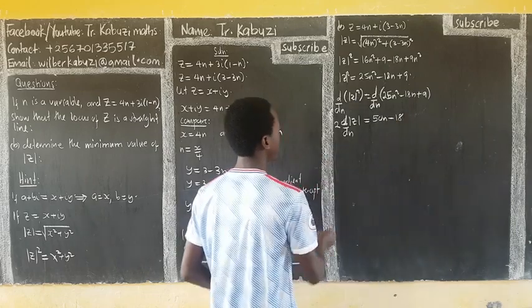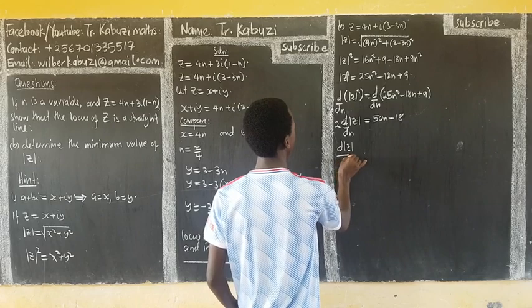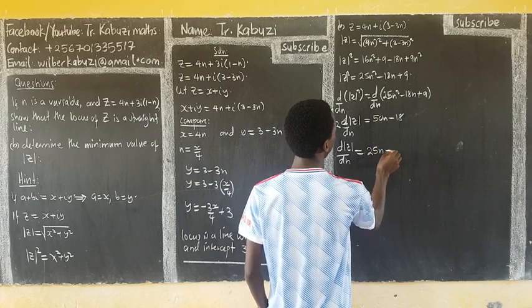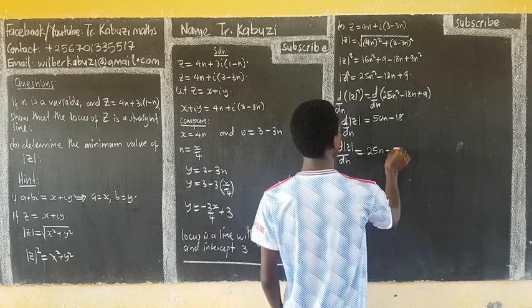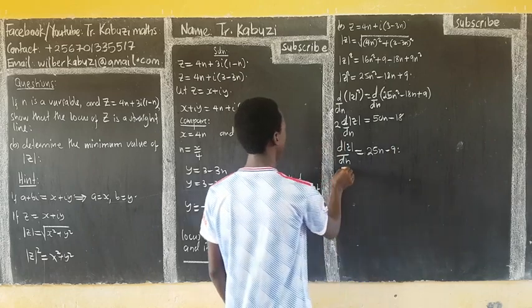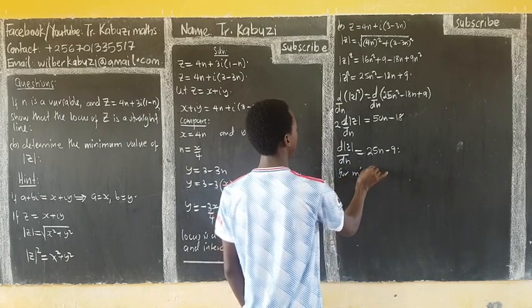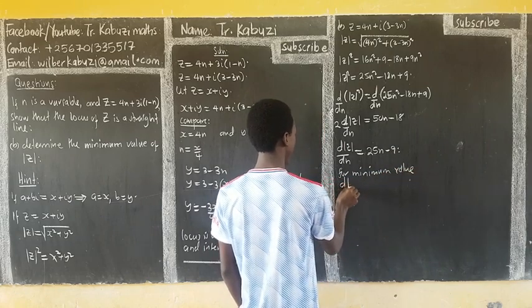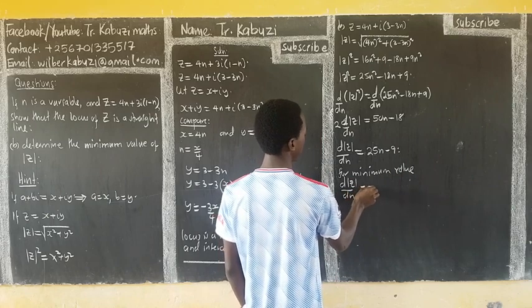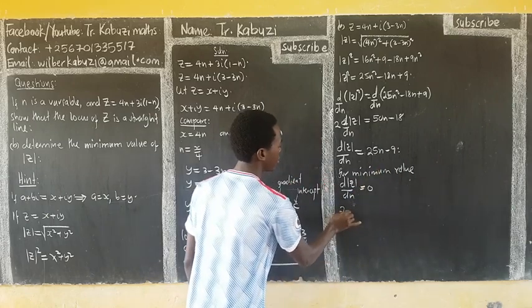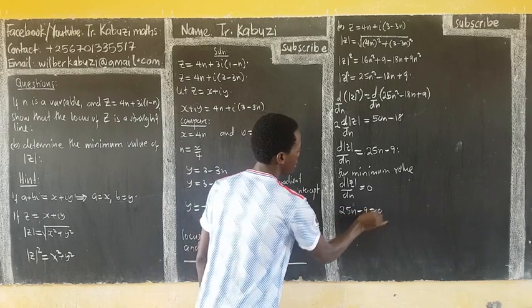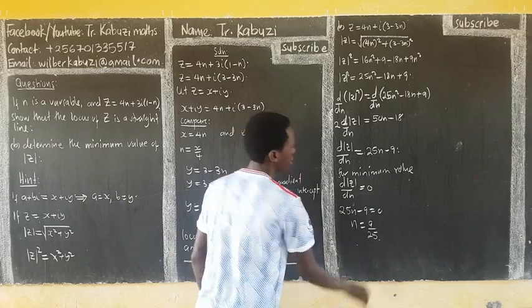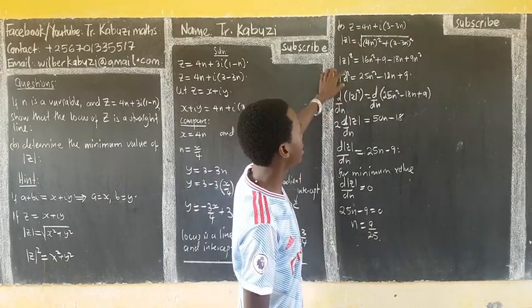So if I divide this through by 2, I get 25n minus 9. But you know, for the minimum value, d modulus z by dn should be equal to 0. Equating 25n minus 9 to 0, our n is going to be 9 over 25. So this is the value of n that is going to give us the minimum value.